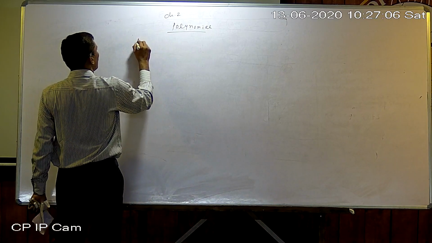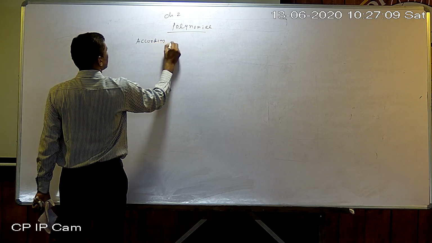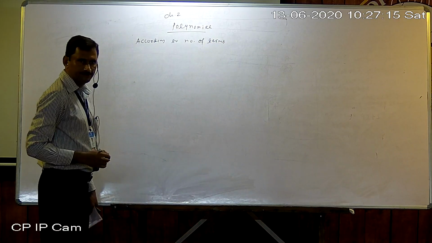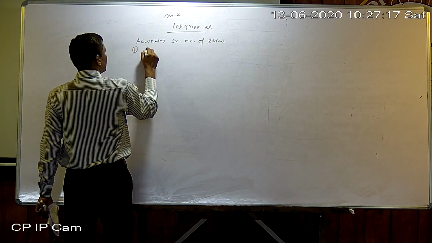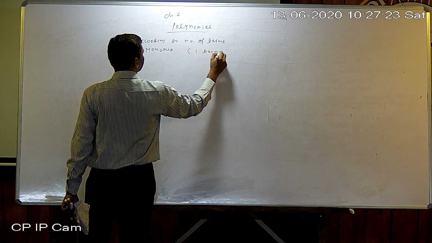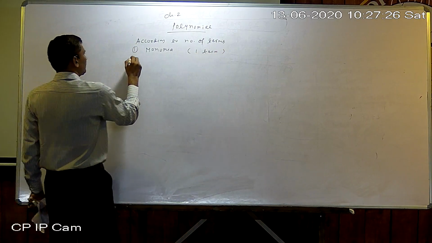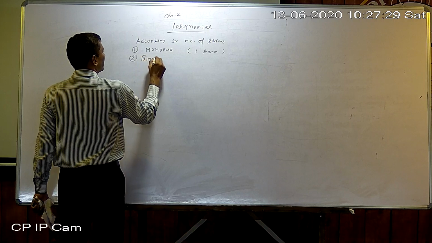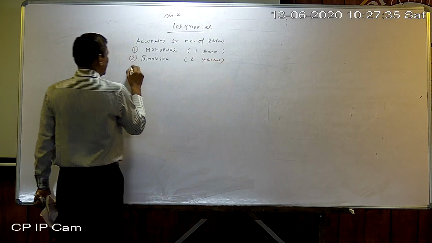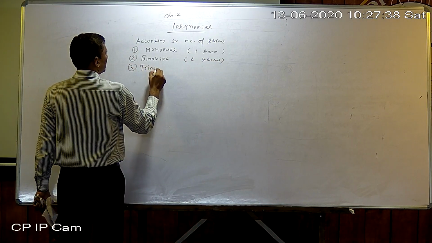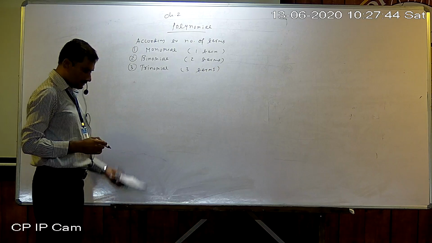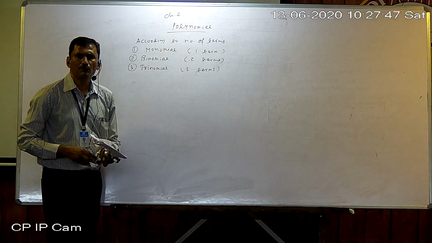First of all, according to the number of terms. According to the number of terms, there are many types. Suppose one term is there, then it is a monomial. Monomial means one term. Suppose two terms are there, then it is called a binomial. If three terms are there, then it is called a trinomial.